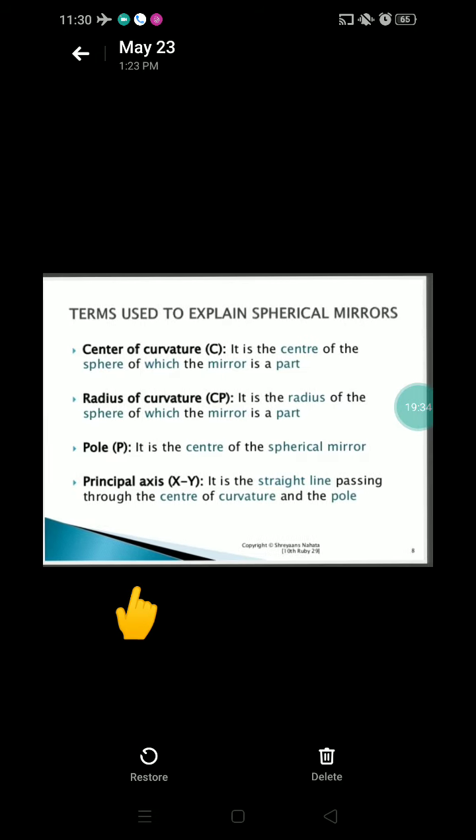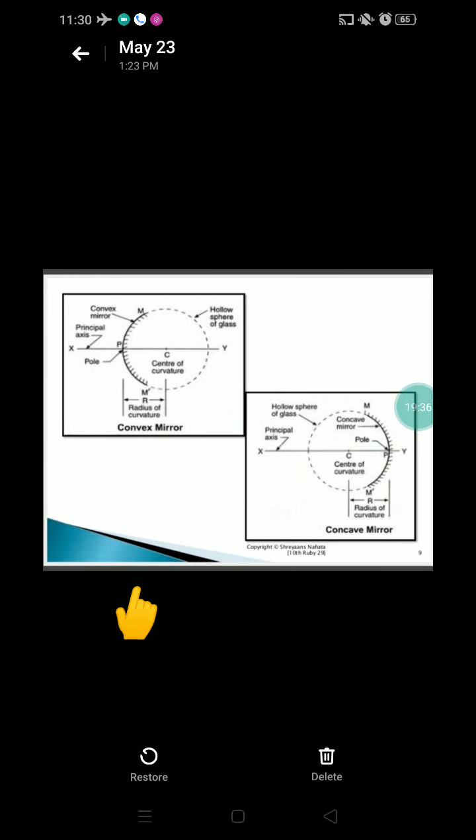First term is center of curvature. I already told you that this is our convex mirror. The reflecting surface is bulged outwards. If you complete it, you will get a sphere like this. Likewise, in our concave mirror also, the reflecting surface is bulged inwards, and if you complete it, we will get a sphere. That's why they are called spherical mirrors, and they are a part of a sphere. Hence these mirrors are called the spherical mirrors.